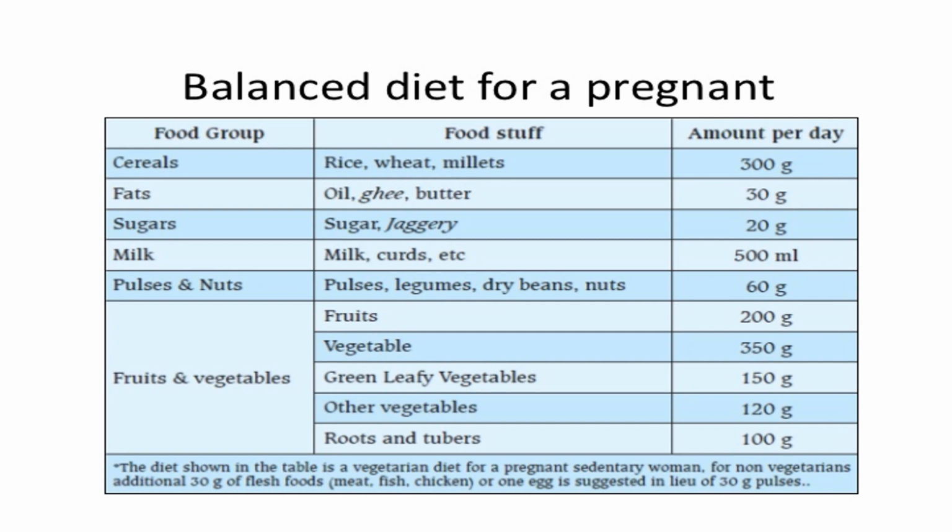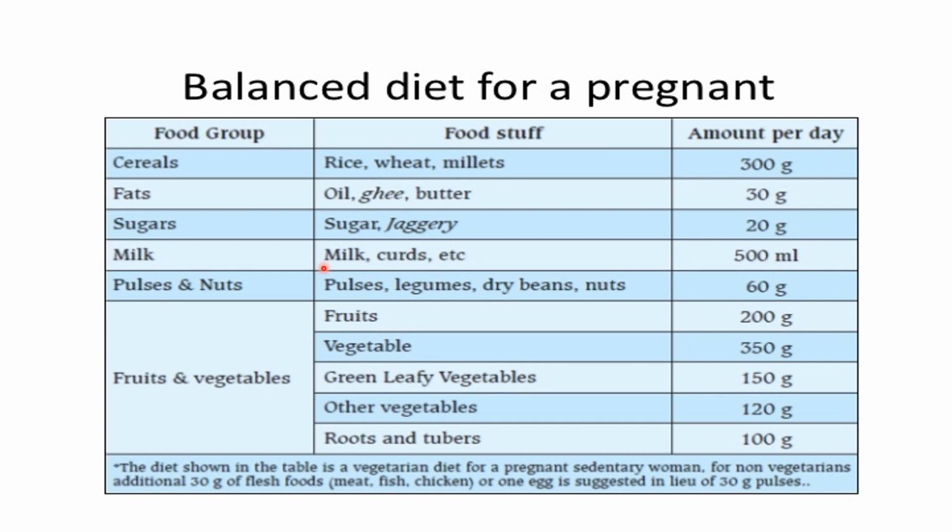And we can see the balanced diet for a pregnant woman. The food groups include cereals, fat, sugar, milk, pulses and nuts, fruits and vegetables. In the cereals, she can take rice, wheat, millets, etc. So she is supposed to take 300 grams of cereals in a day, either in the form of rice or millets or wheat. And fat, for that she can take oil, ghee, butter. Additional 30 grams of fat should be given. And sugar, for that she can take sugar or jaggery. Additional 20 grams is needed for the woman.